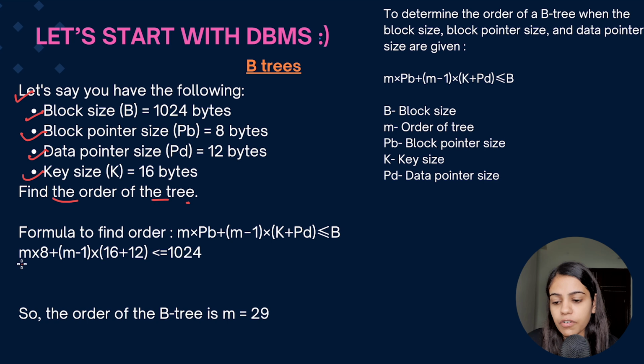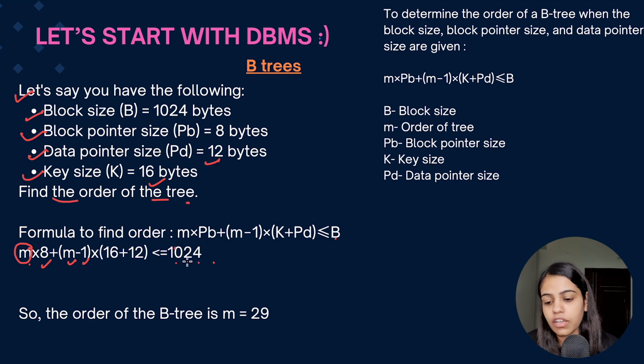So we'll come to that formula where we multiply the order of the tree with the block pointer size, that is PB, that is 8. Then we subtract 1 from the order because the keys and data pointers are always 1 less than the block pointers. So that is m minus 1. Then we add the key size and the data pointer size, that is 16 plus 12, and that is always less than or equal to the block size, that is 1024. So here we can find the order of the tree is 29.